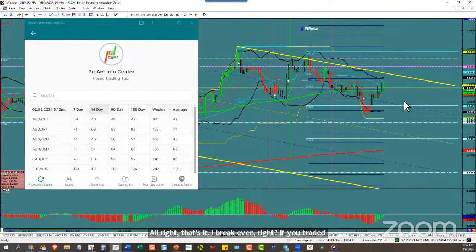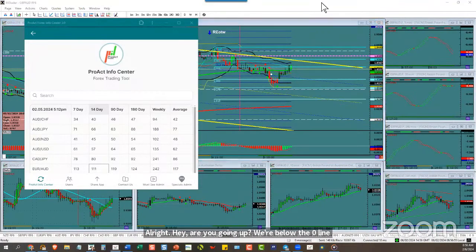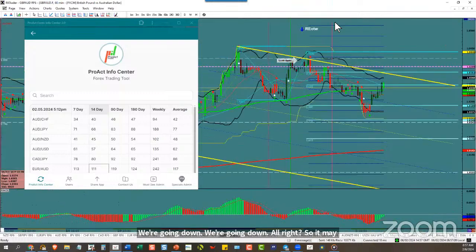All right. Are you going up? We're below the 0 line break right now. Let's see what the 3 Musketeers say. They say, yeah, we're trying to go up. No, we're going down right now. No, we're going up, we're trying to curl up to go up. We're going down. So it may be just trying to get to the top here to go down. Well, do I know that yet? I don't know that yet. I'm just surmising.